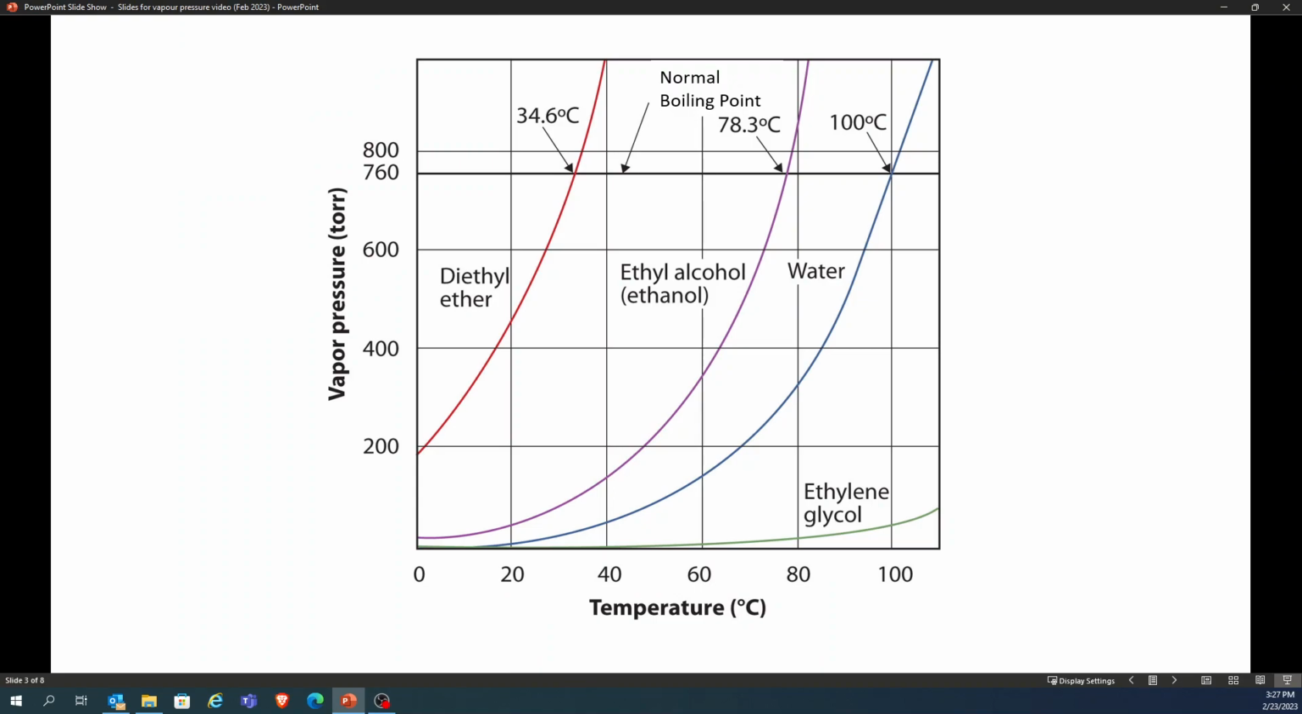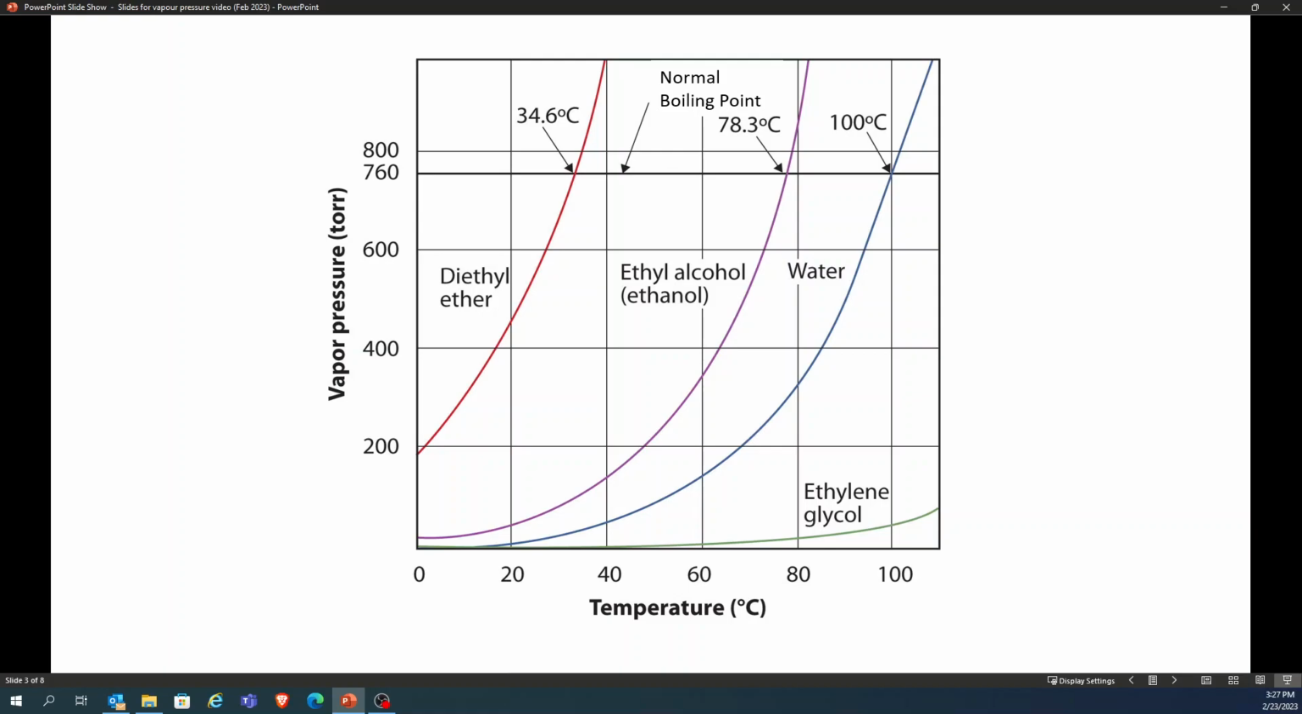The figure on the screen is a vapor pressure curve. It's used to illustrate the relationship between temperature and vapor pressure. As you can see, there are 4 compounds with 4 different curves. Two important things to note about this figure. First, the vapor pressure increases with increasing temperature. Second, the temperature at which a liquid boils is the temperature at which the vapor pressure reaches atmospheric pressure. This can be seen at the 760 torr mark, where each curve crosses that 760 torr marking.